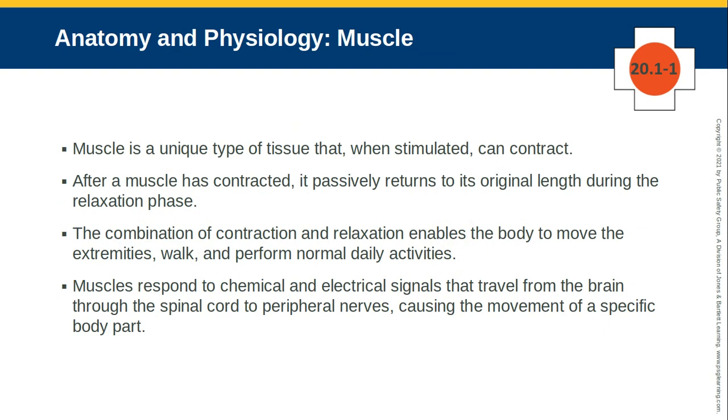Contraction and relaxation is where we get the movement that's important for us. That is due to chemical and electrical signals that travel from a brain to a nerve that triggers that particular flexion. One of the things that we assess when we look at a musculoskeletal injury is whether or not that motion and that sensation from that particular nerve is still intact.